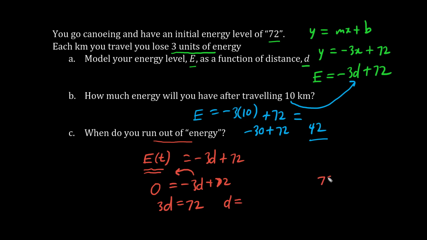Using long division, we have 72 divided by 3. 3 times 2 is 6. And then we drop the 2 down, and 3 times 4 is 12, and have no remainder. So we have d equals 24. This here is the distance at which we run out of energy.